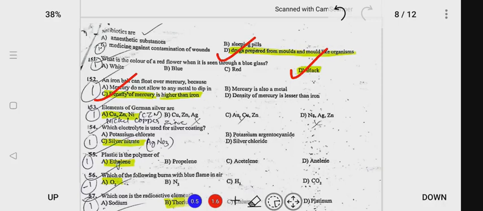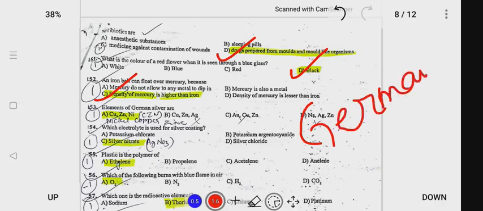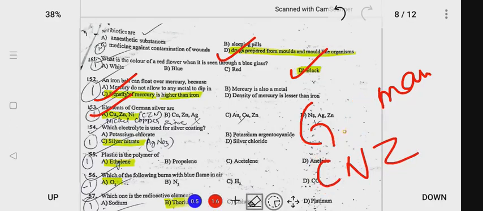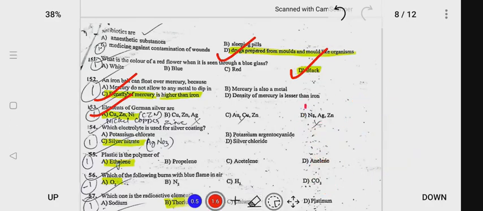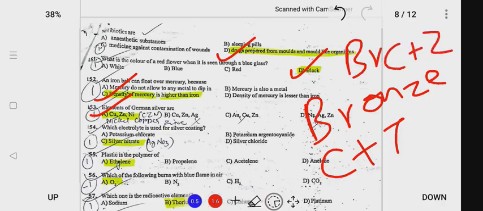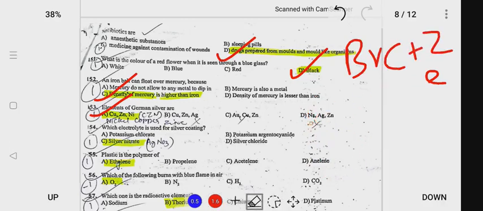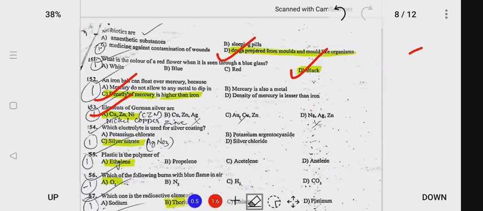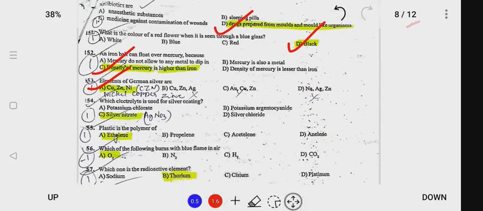The elements of German silver. What is German silver? German silver consists of copper, nickel and zinc, CuNiZn. Remember this. And bronze is copper and tin, and brass is copper and zinc. So remember this.